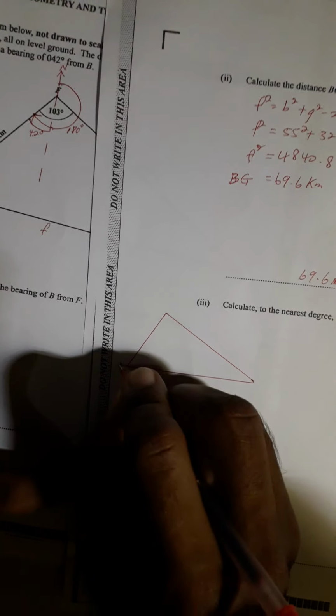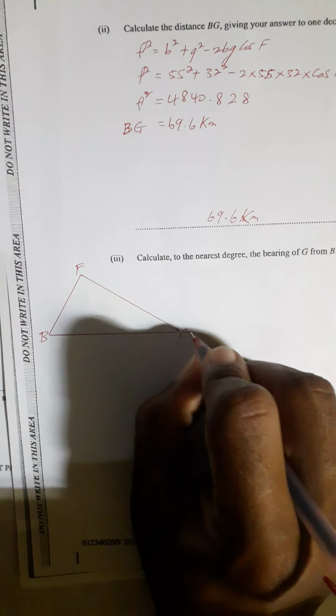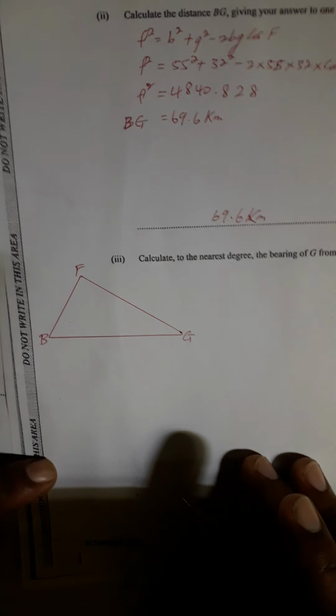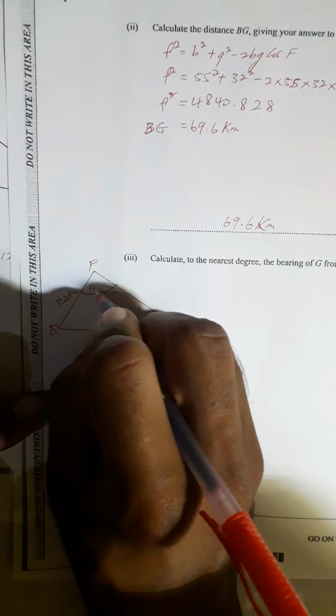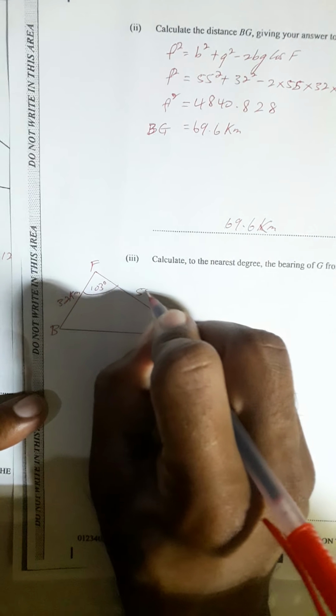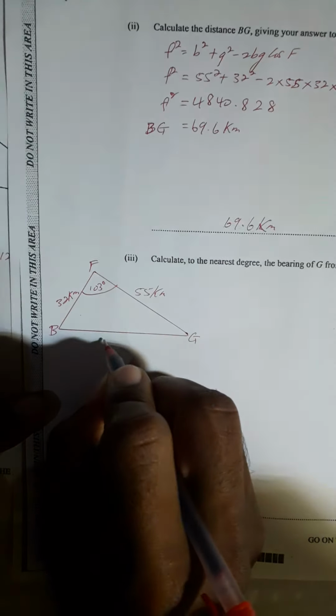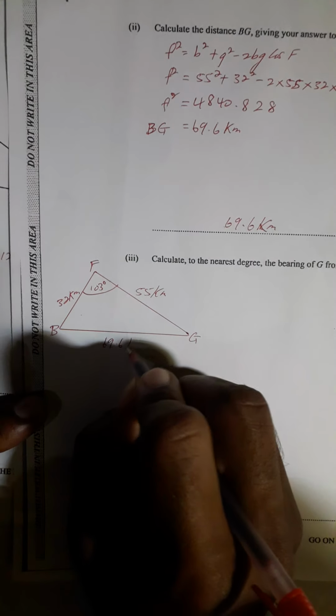What I'll do, I'll just make a little sketch of this triangle here. You don't have to be the same. So here's B, F, B, F, G. Good. At all times they will use B, C, D. They can use the letters mixed up. Okay, here was 32 km. Here was 103 degrees, 55 km, and we just found here to be 69.6 km.